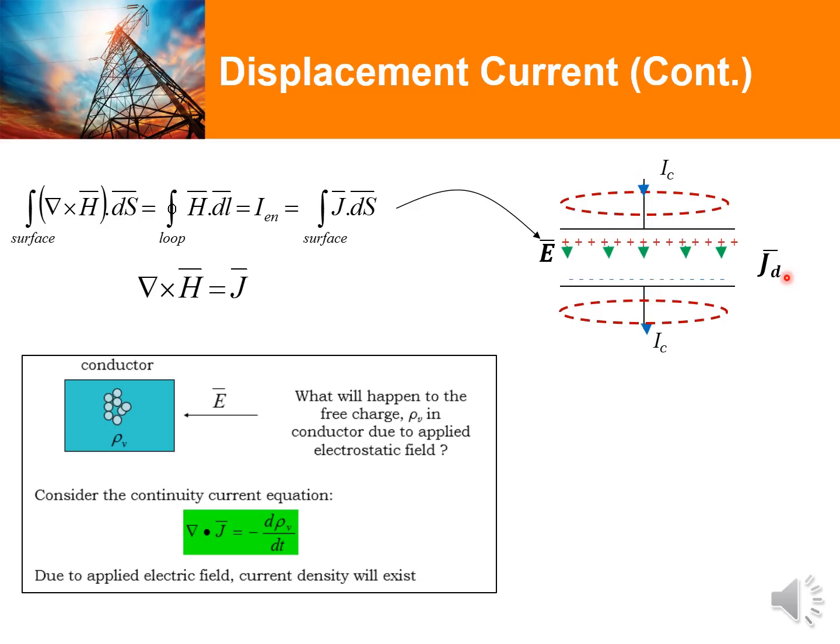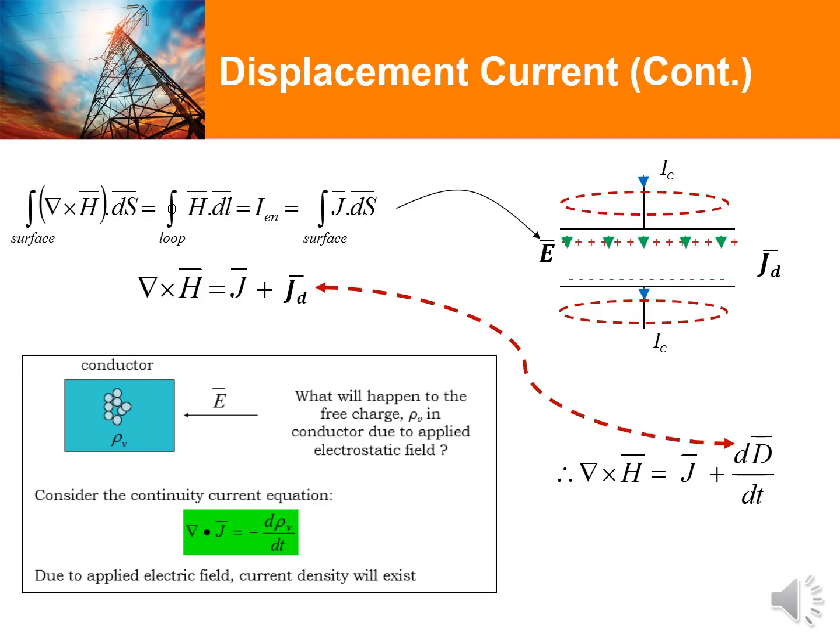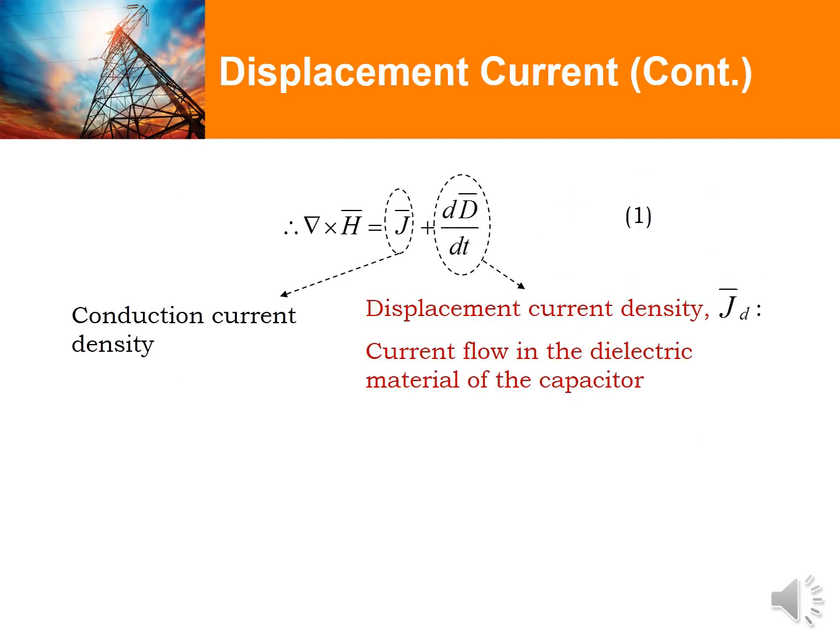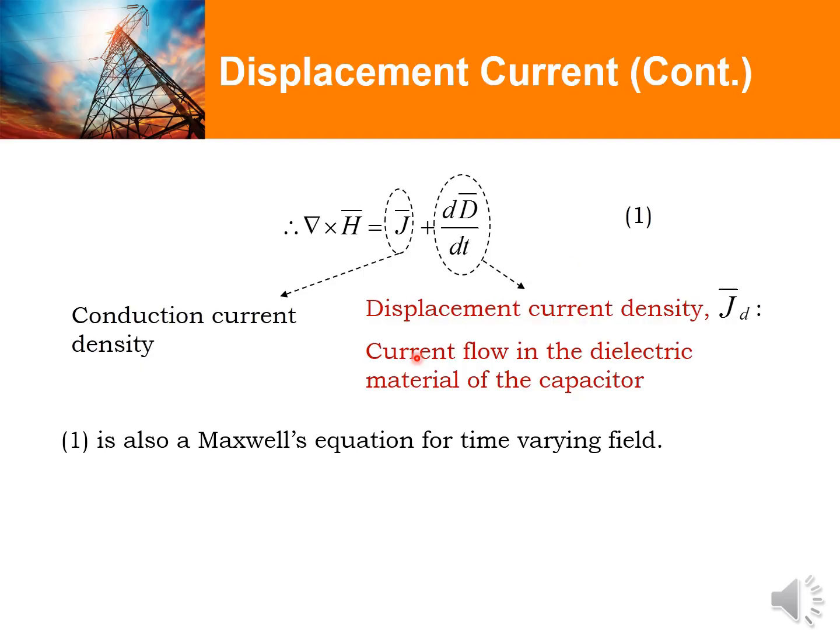Displacement current density is not the case of current as a result of charge movement, but rather due to time-varying field. We can now introduce the displacement current density in our point form Maxwell equation. From the earlier derived mathematical relation, this mathematical term here can now be associated with the displacement current density. We'll therefore conclude that the current flow inside dielectric material is due to displacement current density. Equation 1 here is the Maxwell modified equation for time-varying field.